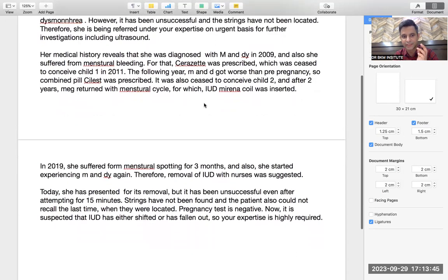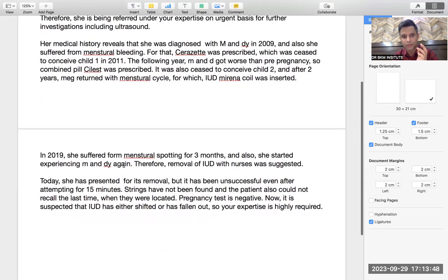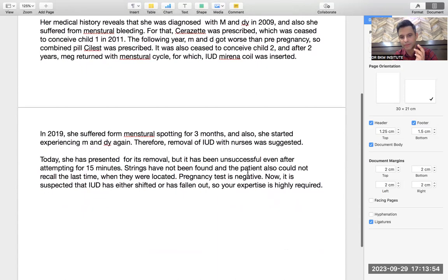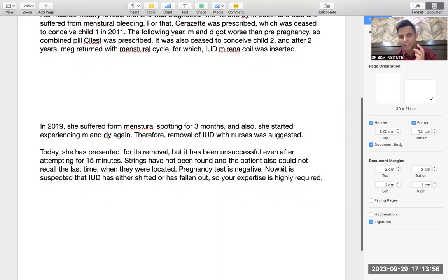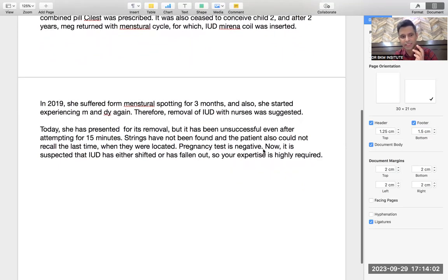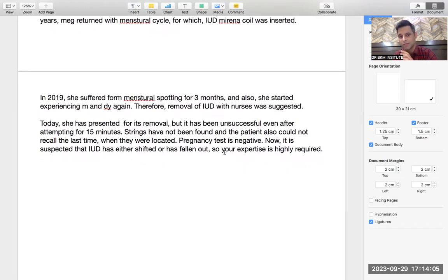Her medical history reveals this. In 2019, she suffered from this, and also she started to experience it again. Therefore, removal was suggested. Today, she has presented for its removal, but it has been unsuccessful even after attempting. Strings have not been located. Patient also could not recall the last time when they were located. Now, pregnancy test is negative. Now it is suspected that IUD has either shifted or has fallen. So your expertise is highly required. That's it. Should you require further information? Feel free to contact. This will not come in the word count.